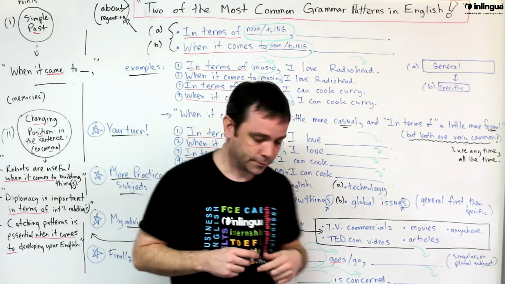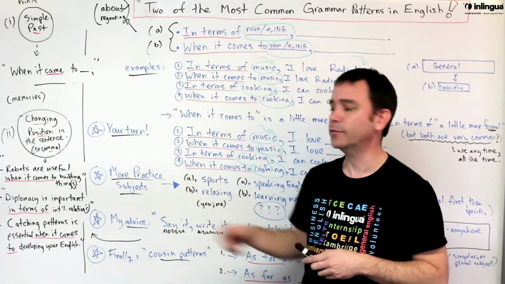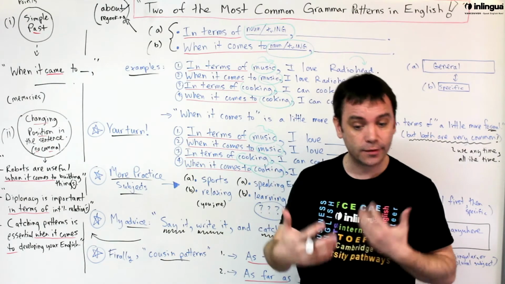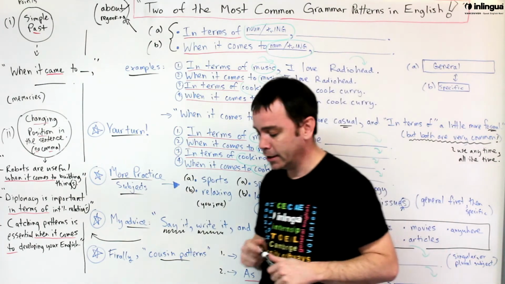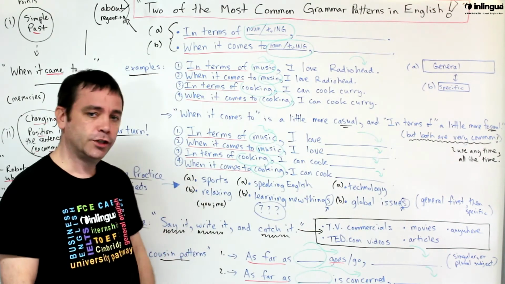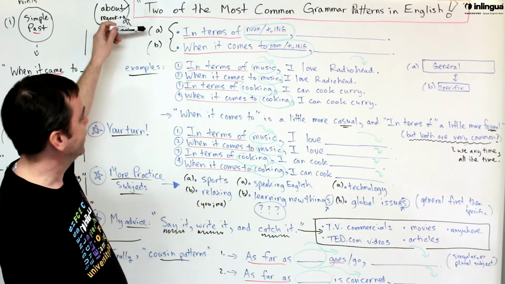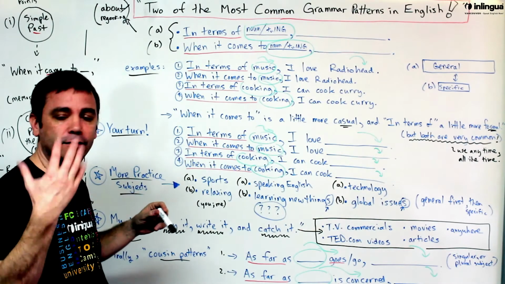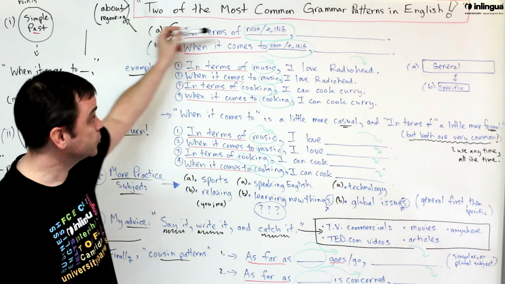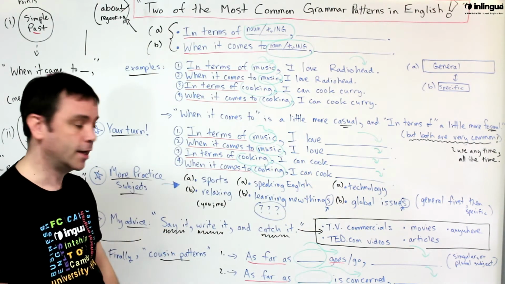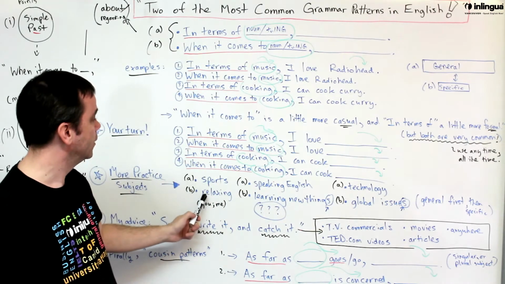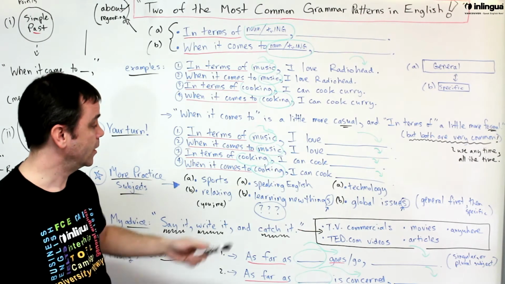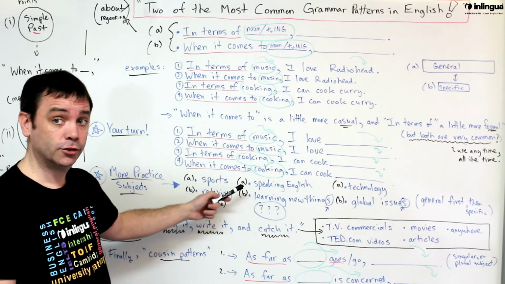Now, let's look at more practice subjects. It's good to practice with many subjects, not only music or cooking, right? You need to practice with as many things as possible, and then you will be an expert. So here's a couple. Check it out. When it comes to, A. In terms of sports, so why don't you make some sentences when we do this? A. In terms of sports. Okay, B, relaxing. That's an ing, relaxing. When it comes to relaxing. Okay, in terms of speaking English.